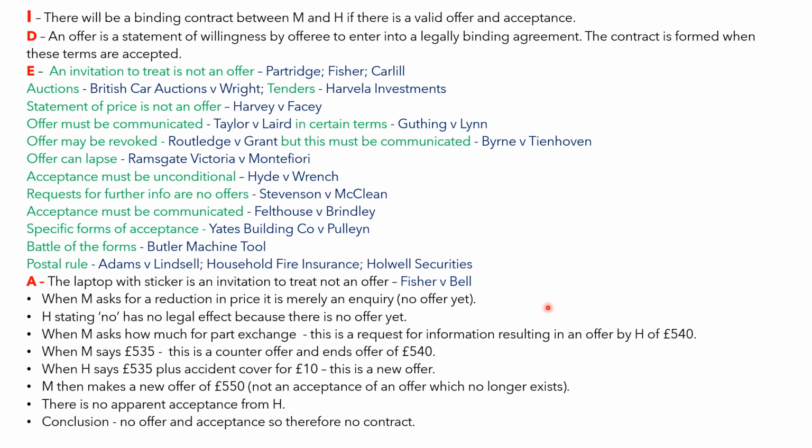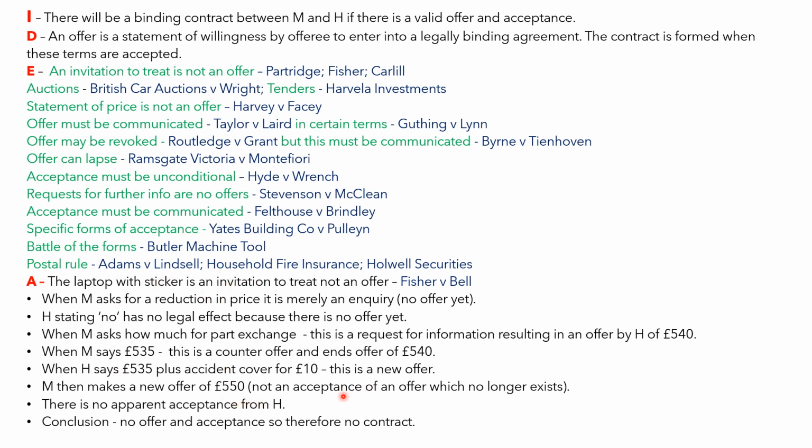So based on what I've said here, if Harry's £540 is an offer, when Meghan says 535, this is a counter offer, ends the offer of £540. When Harry says 535 plus accident cover for £10, this is going to be a new offer based on what I've said previously. Meghan then makes a new offer of £550 because although Meghan might think at this point that she's accepting an offer, even if there was an offer of £550 originally, this sticker, we know it's not, it's an invitation to treat.